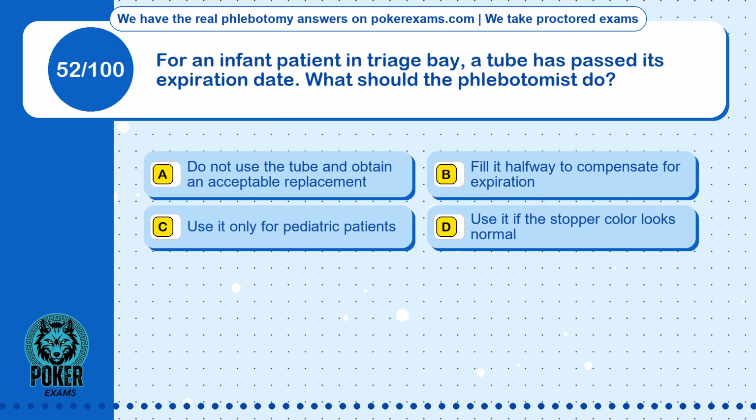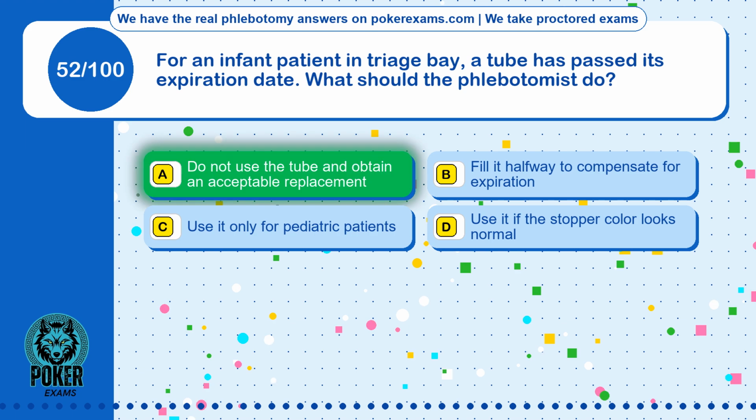Question 52. For an infant patient in triage bay, a tube has passed its expiration date. What should the phlebotomist do? Option A. Do not use the tube and obtain an acceptable replacement. Option B, fill it halfway to compensate for expiration. Option C, use it only for pediatric patients. Option D, use it if the stopper color looks normal.